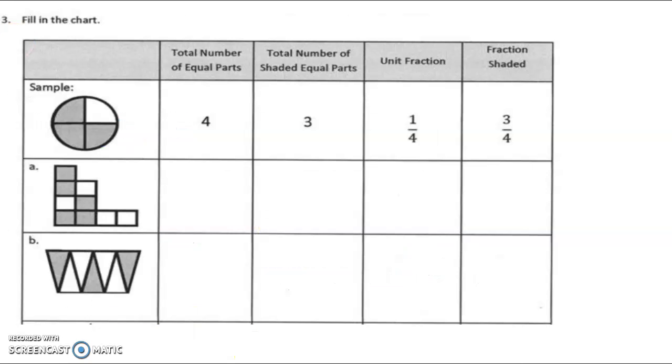The next example is fill in a chart for these samples, and the sample they gave us was a circle with 3 shaded in, and total number of equal parts, which is 1, 2, 3, 4, 4, and then total number of shaded parts, which is the yellow, 3. The unit fraction of it would be 1/4, and then the fraction shaded is going to be 3/4.